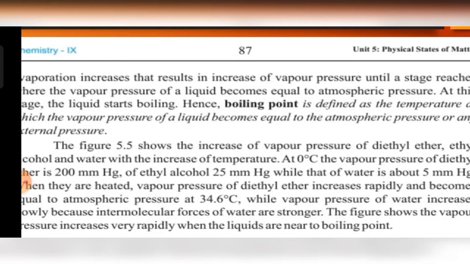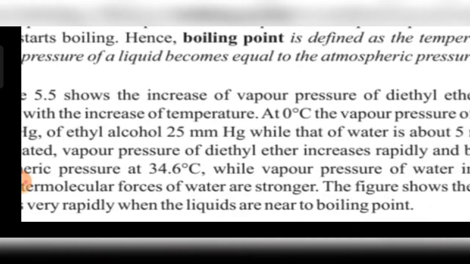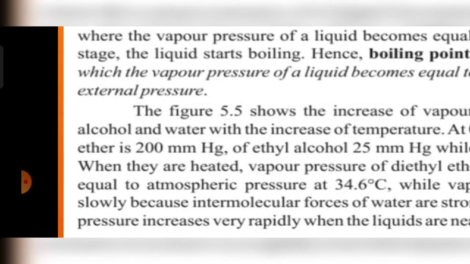You can see here that at 0 degree Celsius, diethyl ether already has a vapor pressure of 200 millimeter of mercury. Because it is volatile, it can easily convert into the vapor phase. That's why, without any heating, diethyl ether has 200 millimeter of mercury, ethyl alcohol has 25 millimeter of mercury, and water about 5 millimeter of mercury. This means diethyl ether requires less heat to attain 1 atm, 760 torr, or 760 millimeter of mercury.